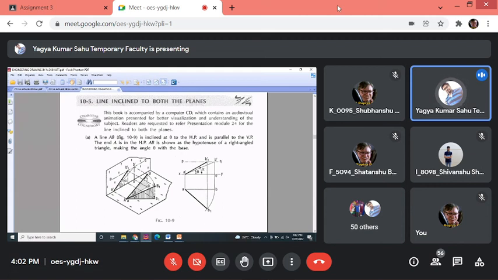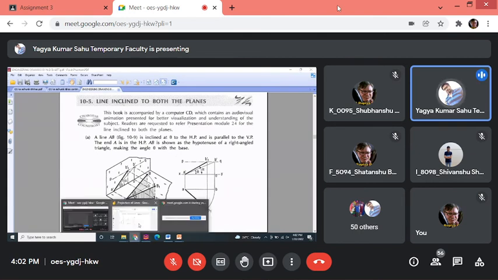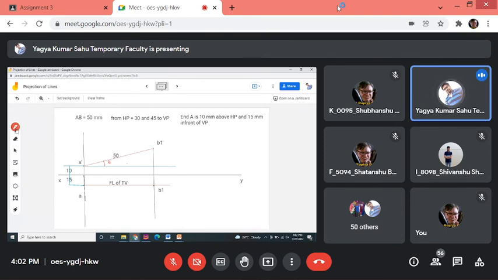But what about the movement of capital B? It will move on a circular path. Okay. और वो सर्कुलर पाथ का फ्रंट व्यू क्या होगा? स्ट्रेट लाइन. और दैट स्ट्रेट लाइन इज नथिंग बट द लोकस ऑफ एंड पी इन द फ्रंट व्यू. तो यहां पे हम लोगों को एक क्या ड्रॉ करना पड़ेगा? We can draw a locus line. Okay, we can draw a locus line like this.